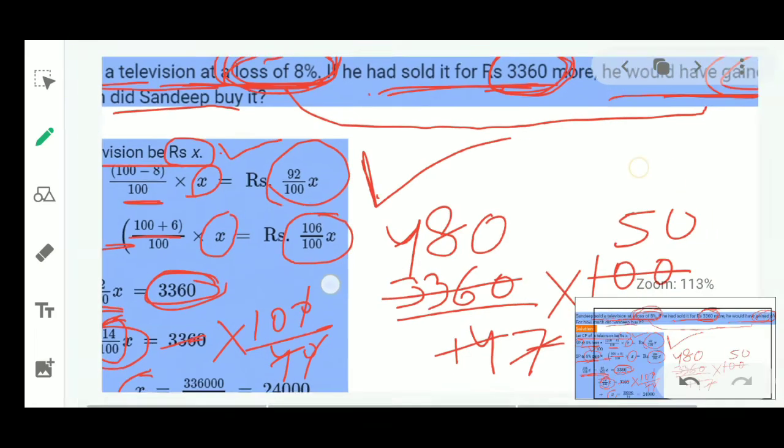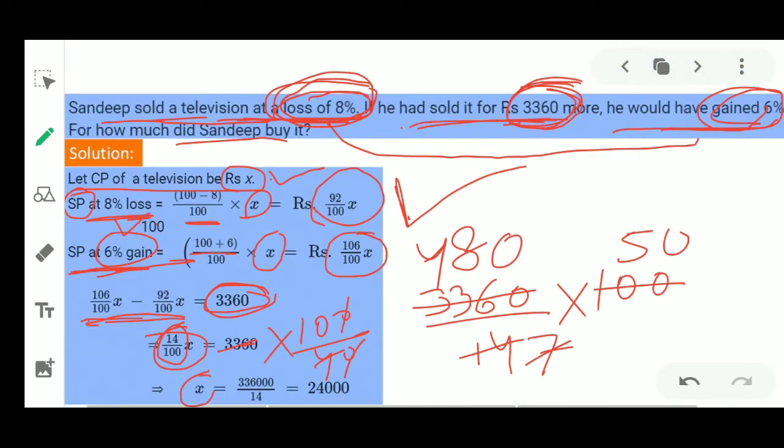So 240 multiplied by 100, that will give 24,000. Clear? So that is the value of x, and as you can see, we have taken the CP of the television as x. So that is, the cost price of the television equal to 24,000.